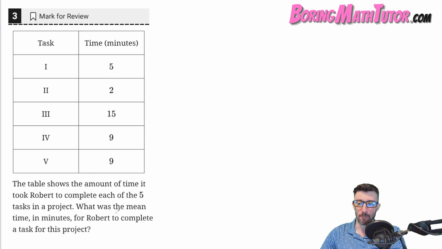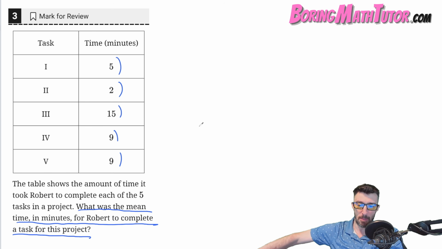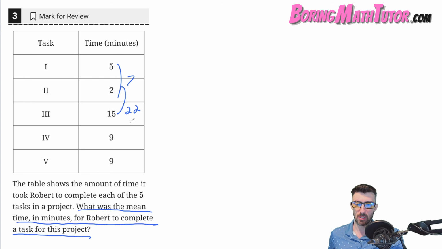Let's keep going. What was the mean time in minutes for Robert to complete a task for this project? Well, they gave us 1, 2, 3, 4, 5 values. We just got to add them up and divide by 5. Why break out Desmos when it's easy enough to do by hand? 7 plus 15 is 22. Then this is 18 plus 22 gets you to 40.